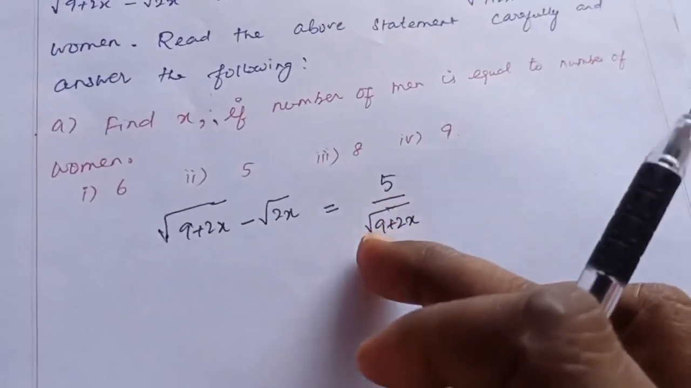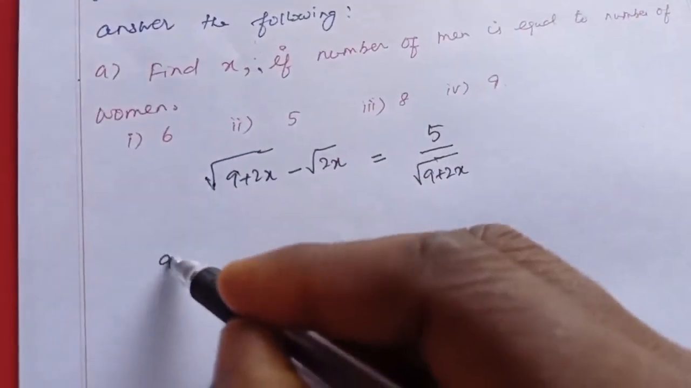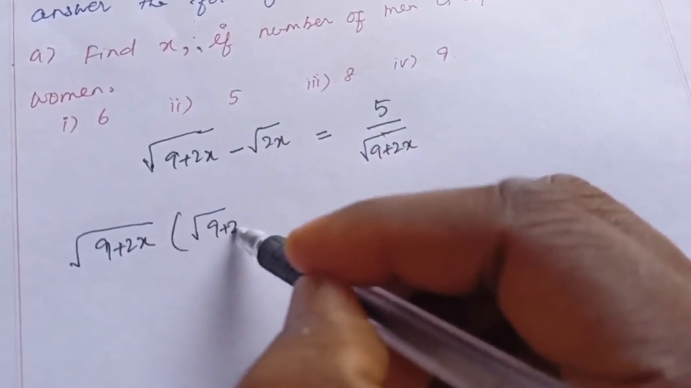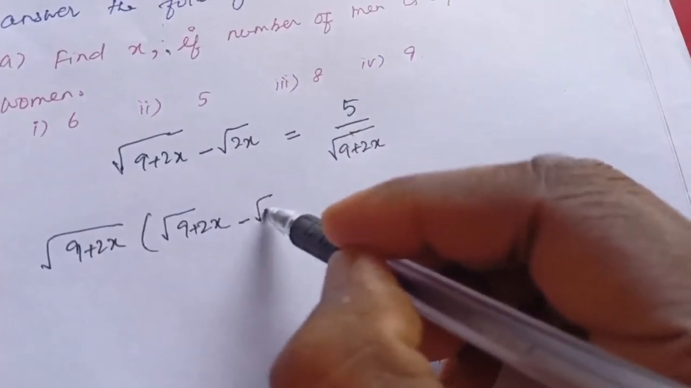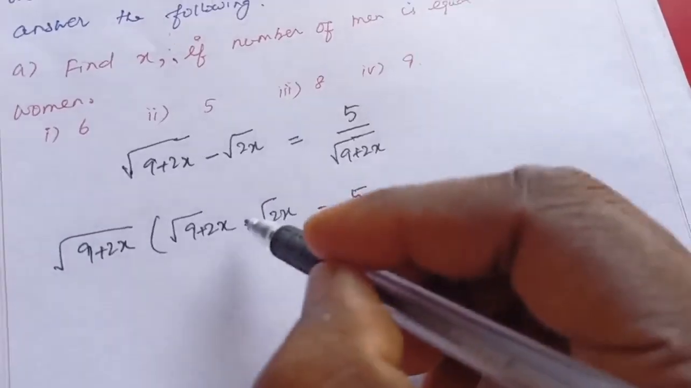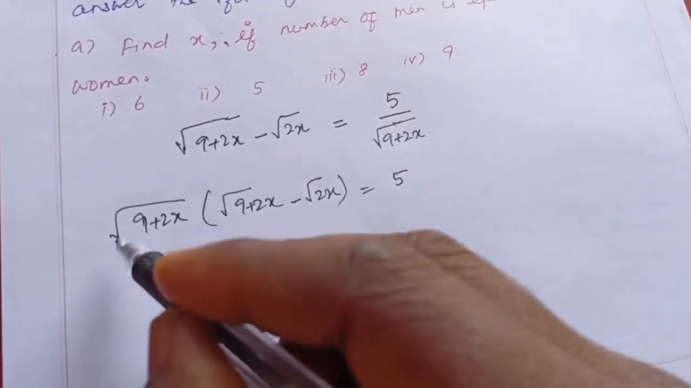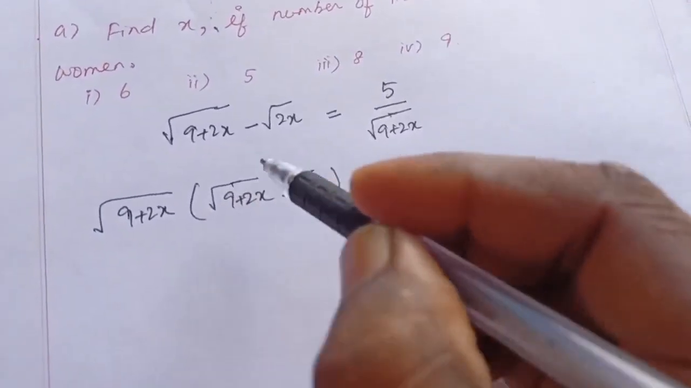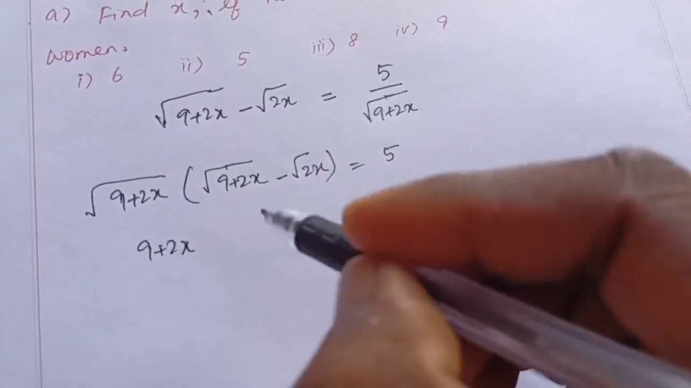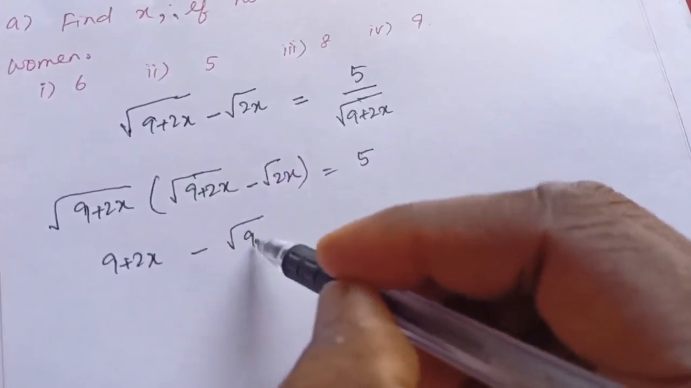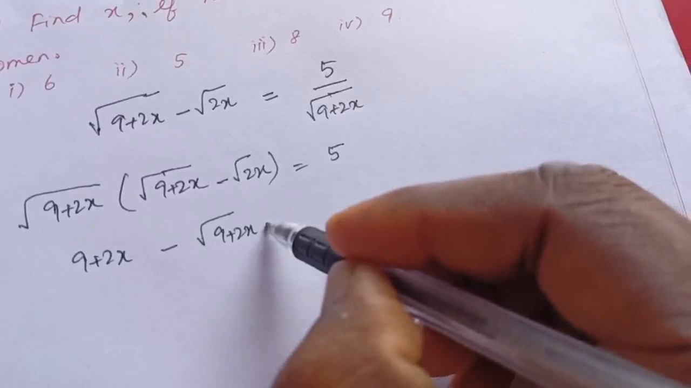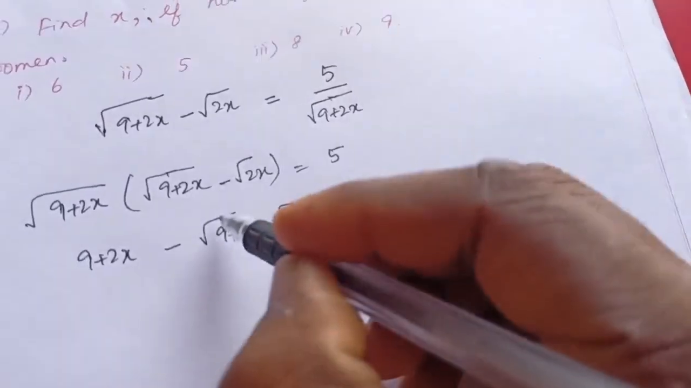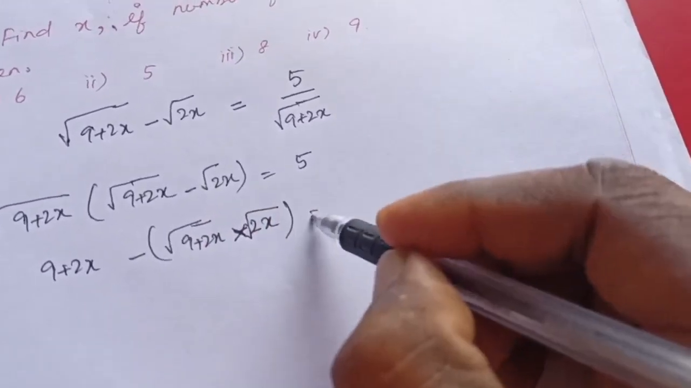So here we have a denominator, so you can take it to this side. What you are going to get: root of 9 plus 2x into root of 9 plus 2x minus root of 2x, which is equal to 5. Now just multiply inside. Root of 9 plus 2x into root of 9 plus 2x, you are going to get 9 plus 2x, minus root of 9 plus 2x into root of 2x. So this is one term, which is equal to 5.